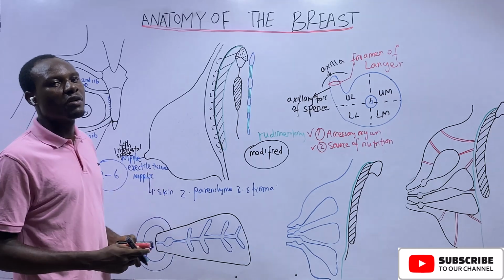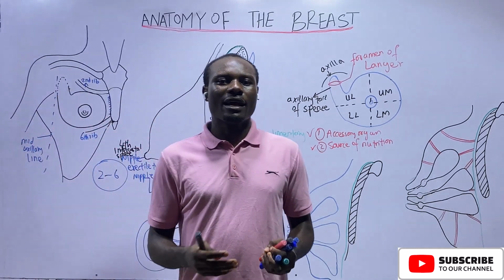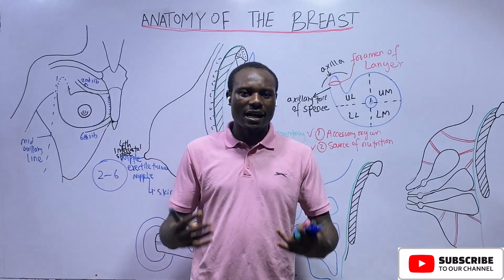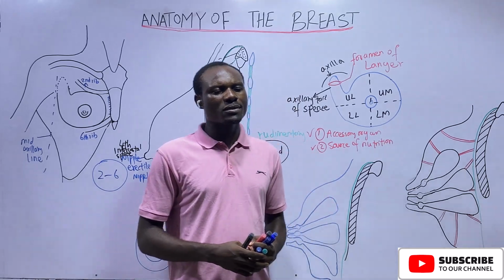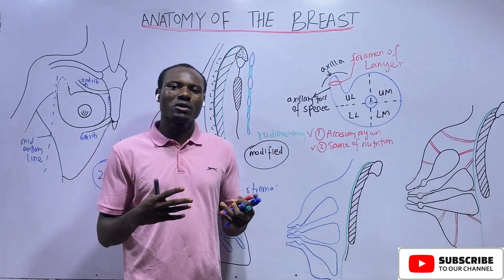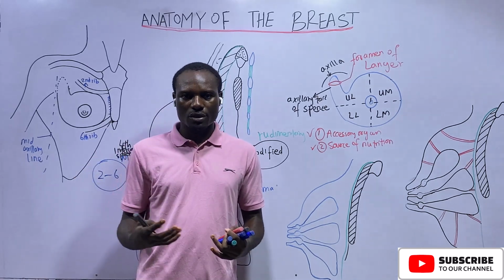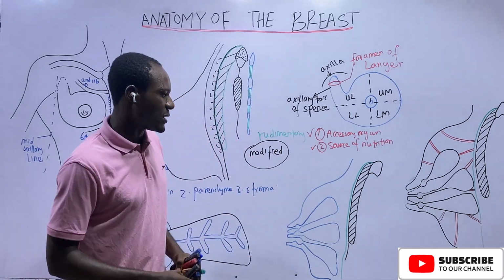But its position may vary with age, as in grand multipara, as well as very old women. So when the breast sags or becomes pendulous, the location of the nipple is definitely going to change. And in some pathological conditions like carcinoma of the breast, if there's retraction, there could be a deviation in the exact location of the nipple. So let's take note of that.